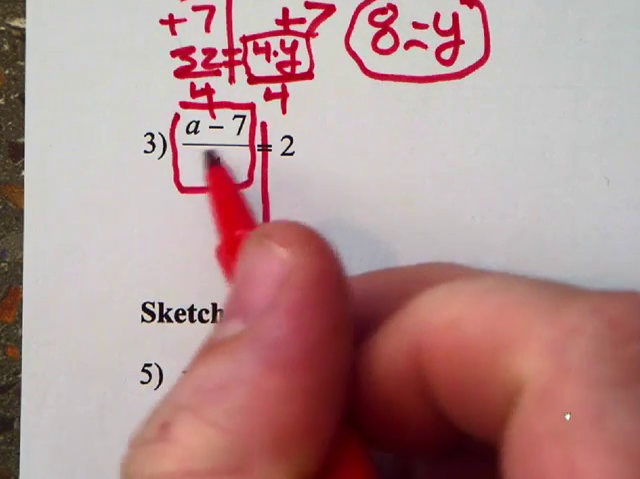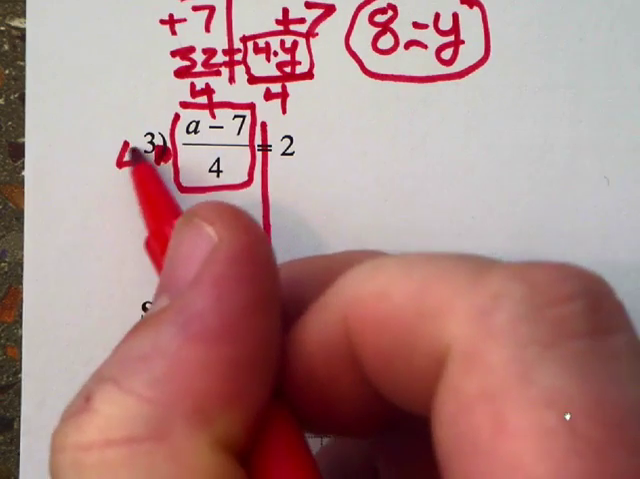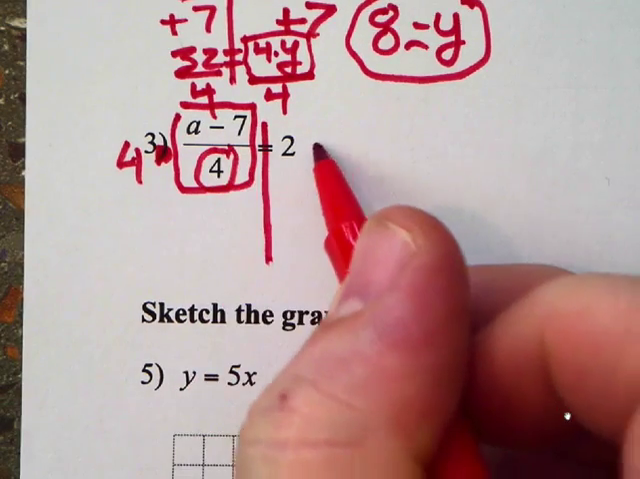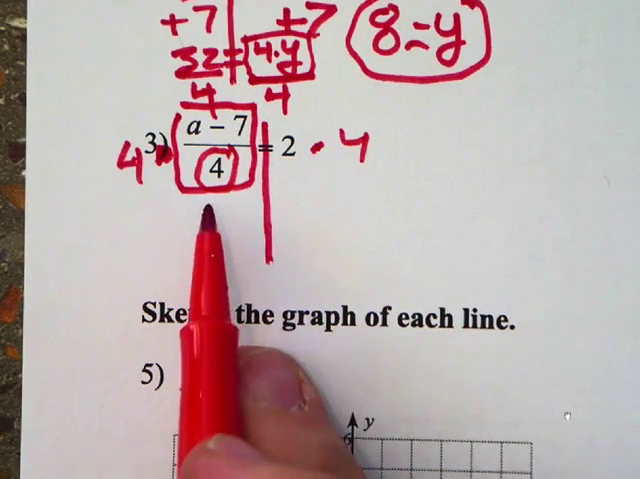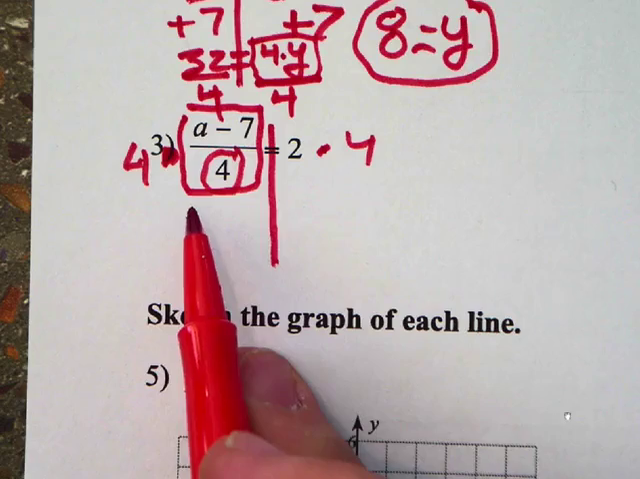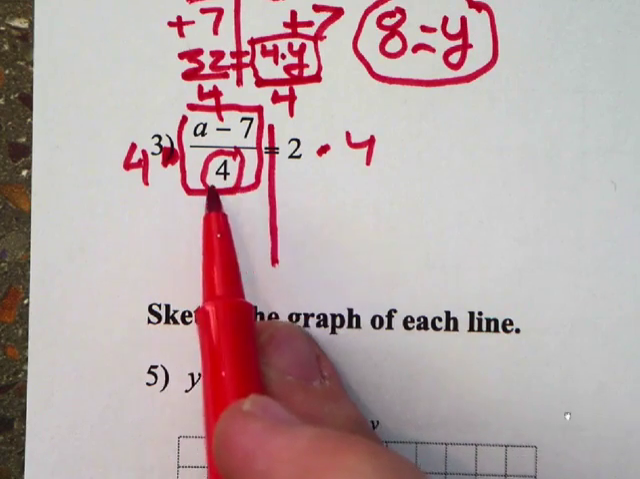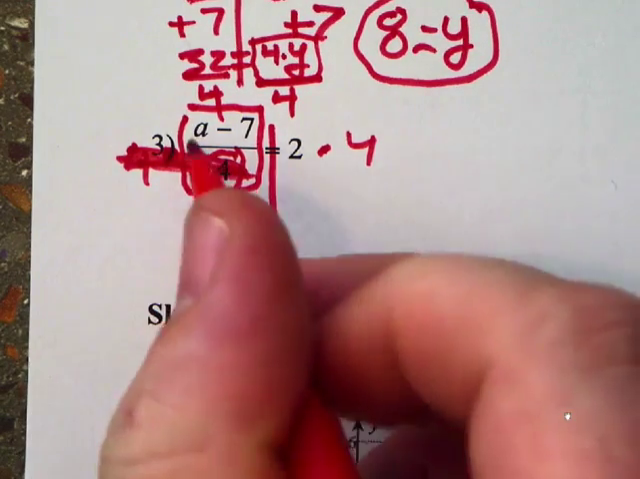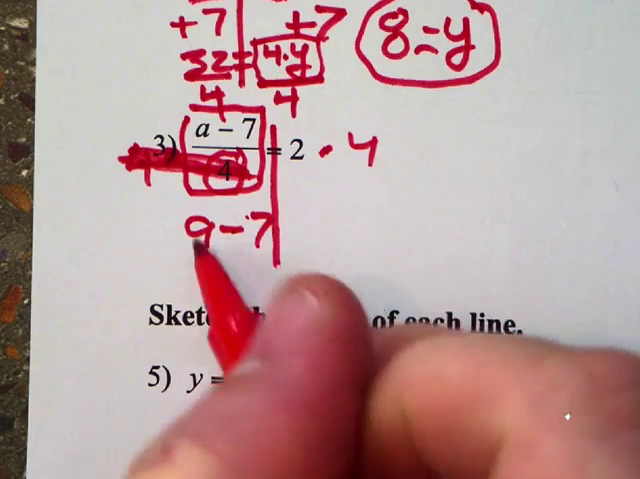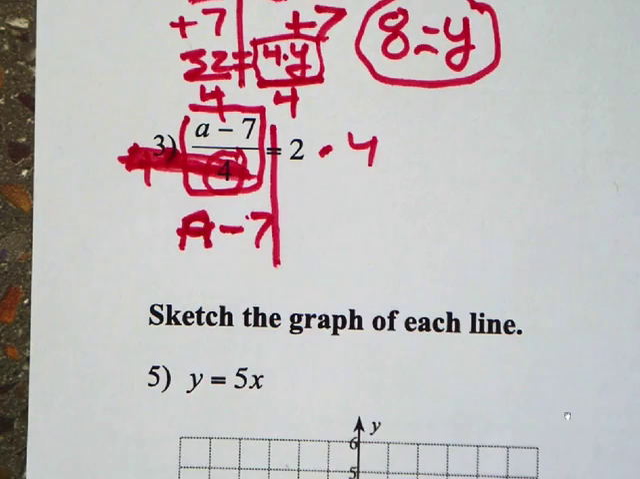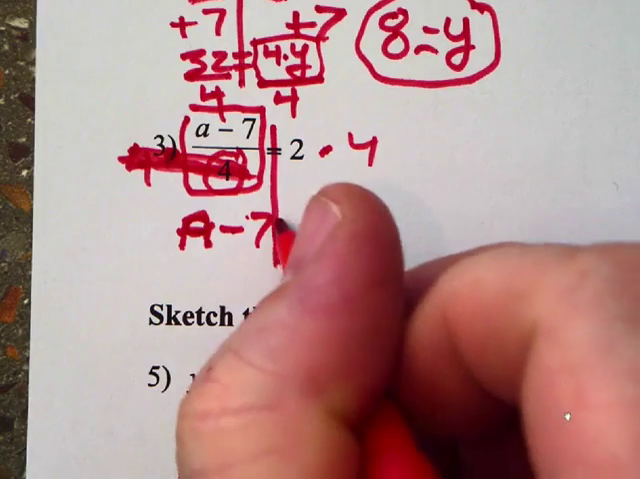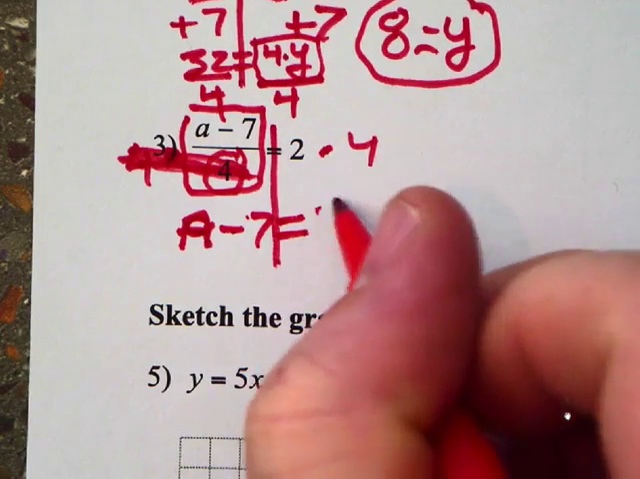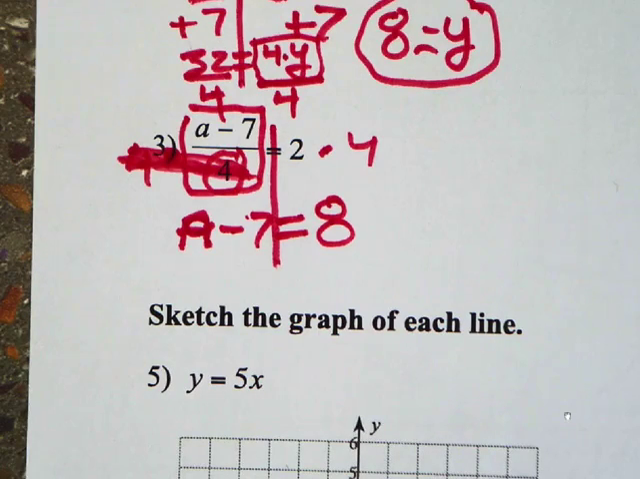Step 2, get rid of the fraction by multiplying by whatever's in the denominator. So in this case, there's a 4 in the denominator, so we're going to multiply both sides by 4. Doesn't matter what's in the numerator, just the denominator, because now we can cross cancel the 4's, and we're left with just a minus 7. That's an A. I'll do a capital just so you know the difference. A minus 7 equals what? 2 times 4 is 8. Okay, now we got the fraction all gone, and we need to ask ourselves, is the A alone? The answer is no. We still have to add the 7.